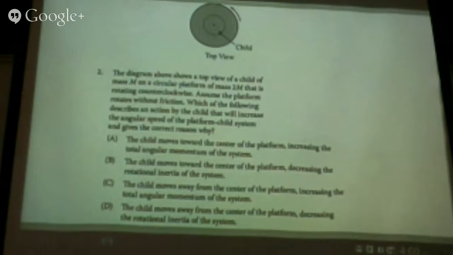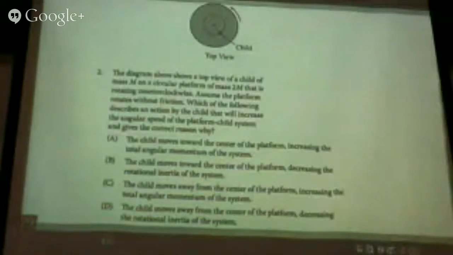Okay, so what are we thinking for this one? Well, I said A, but it could also be B, if that one's right. Okay, child moves toward the center, increasing the total angular momentum, or the child moves toward the center, decreasing the rotational inertia. So one of those two? Probably A, because you decrease the rotational inertia. How's that? That would help it go faster. You look at inertia like it wants to keep moving. Okay, gotcha. Other thoughts?